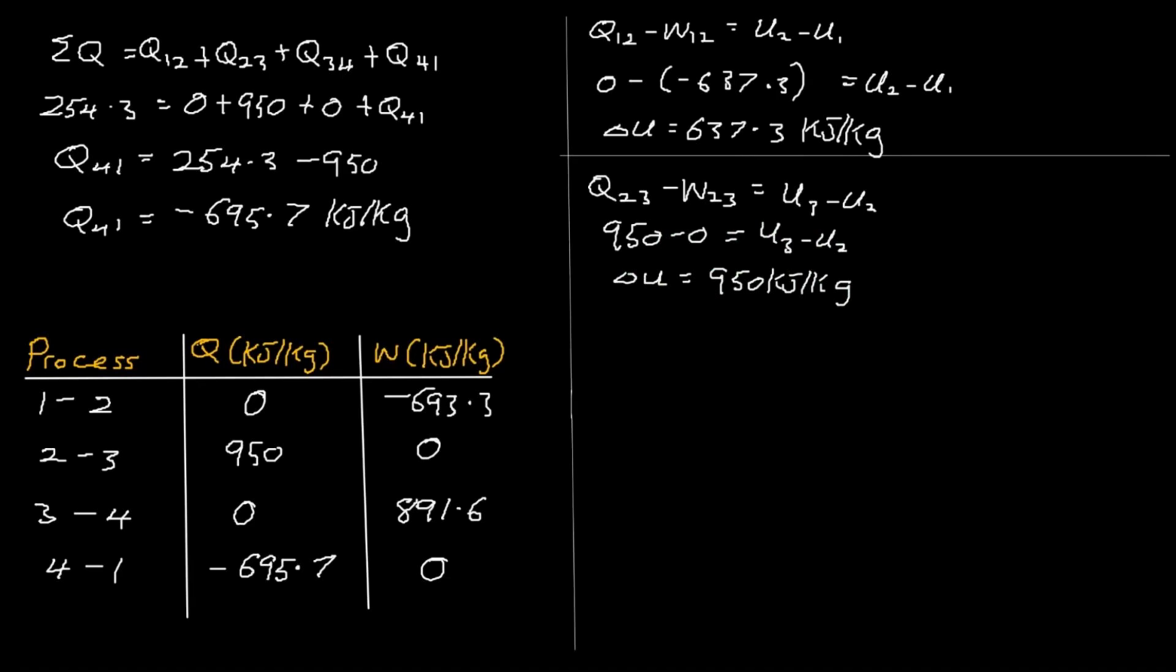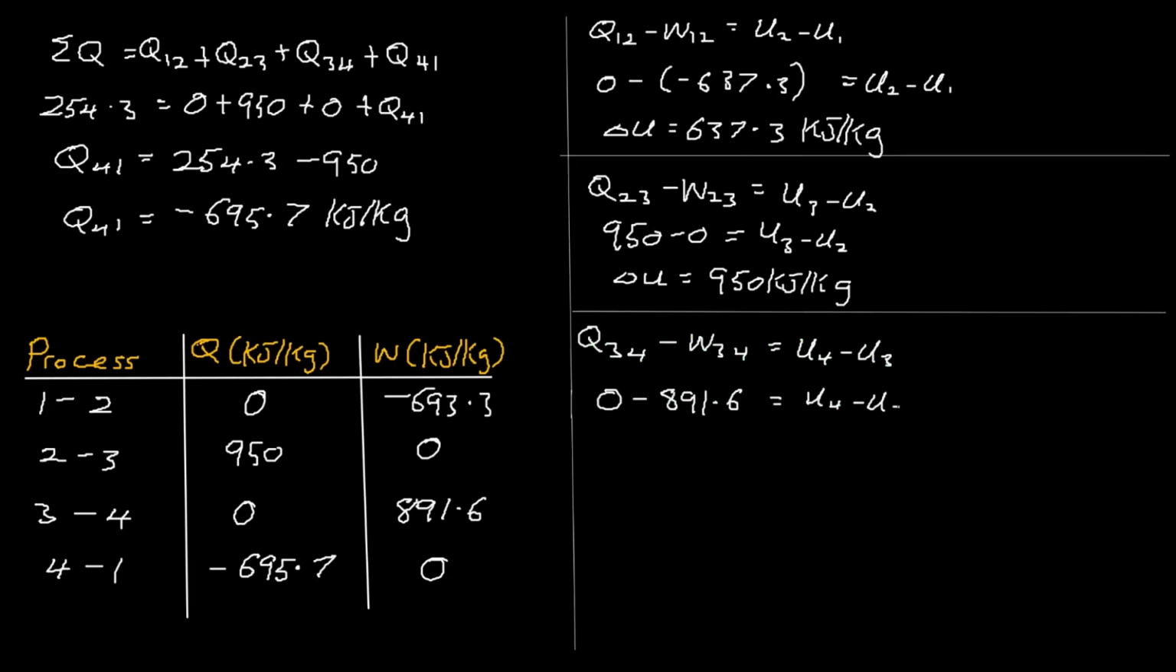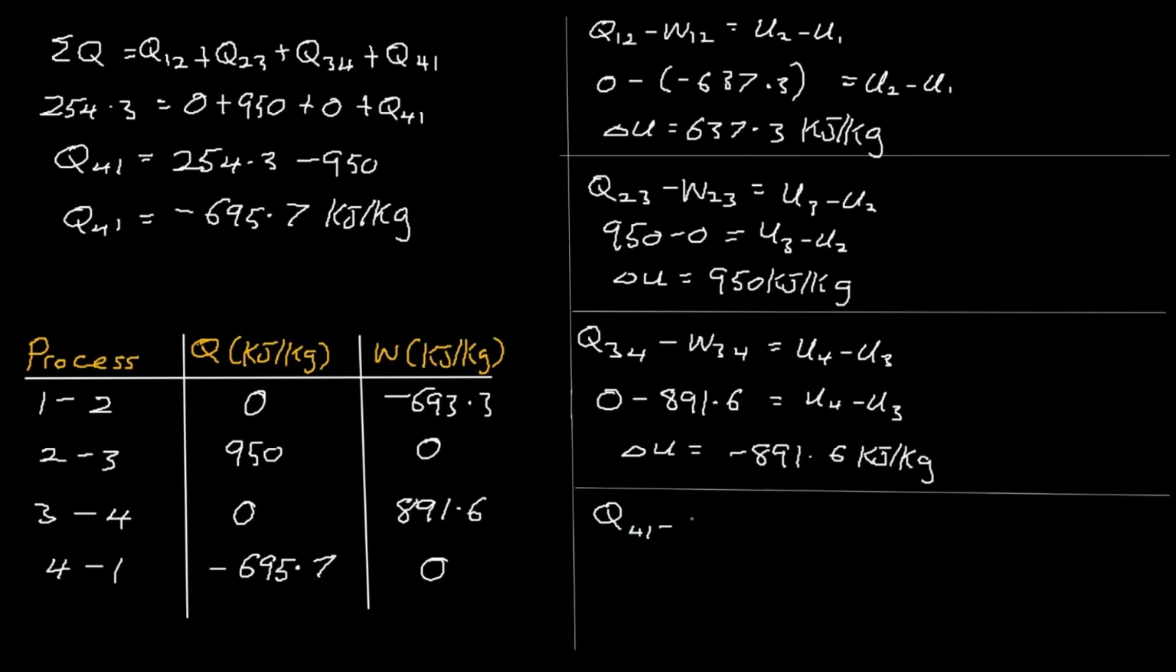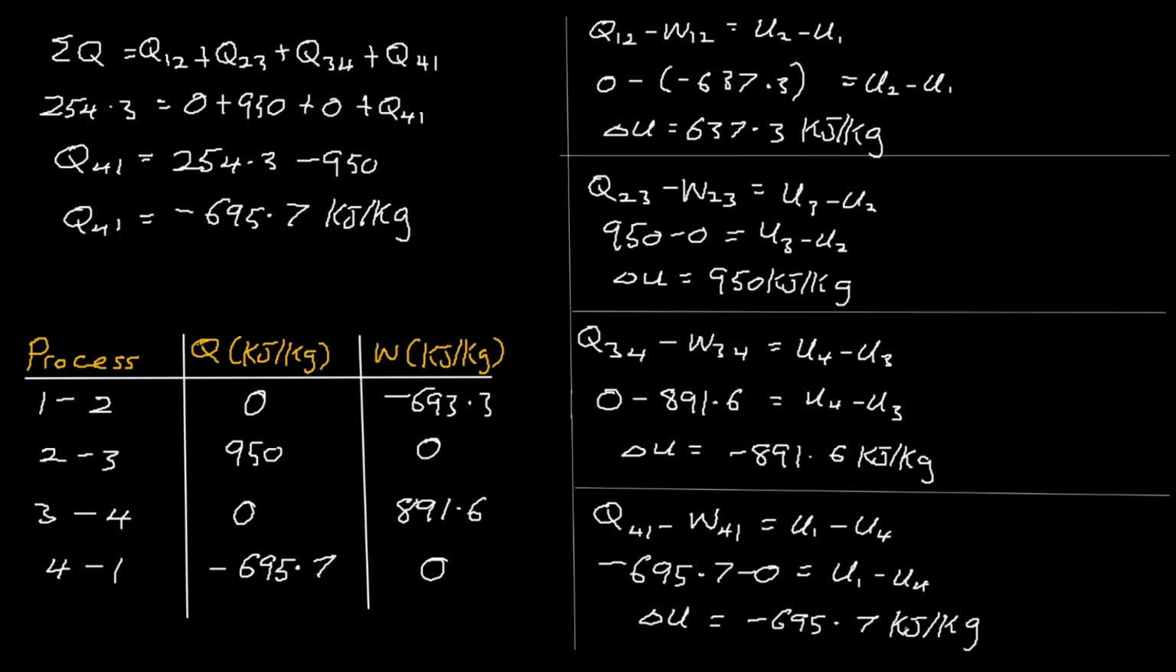For process 3 to 4, Q34 minus W34 equals U4 minus U3. And the change in internal energy is minus 891.6 kilojoules per kg. And finally, for process 4 to 1, Q41 minus W41 equals U1 minus U4. And the change in internal energy for this process is equal to minus 695.7 kilojoules per kg.